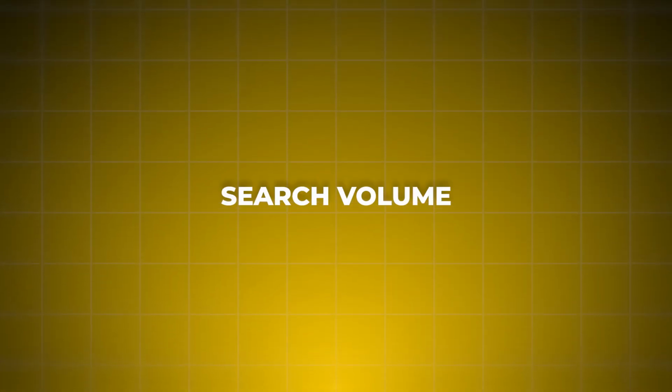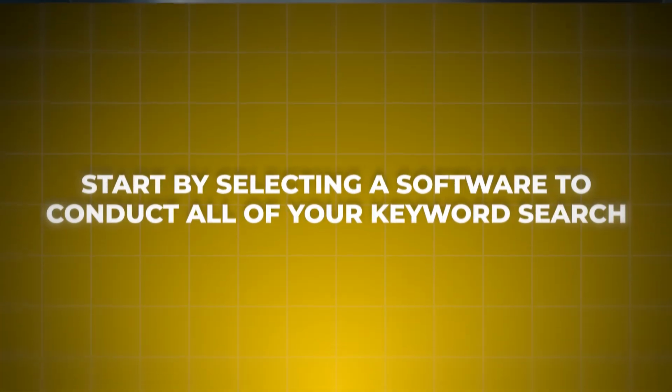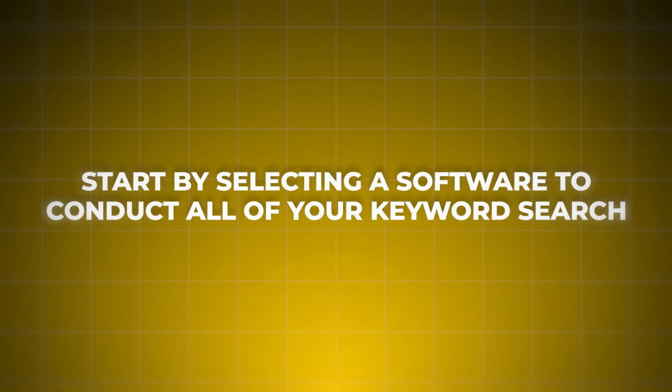Next up is search volume. This is the monthly amount of searches that a keyword phrase or search term receives. Now that you're familiar with some of the basic SEO terms on Amazon, we can dive into the actual keyword research process. You need to start by selecting a software to conduct all of your keyword research. The 2 softwares that I recommend the most are Helium 10 and DataDive.